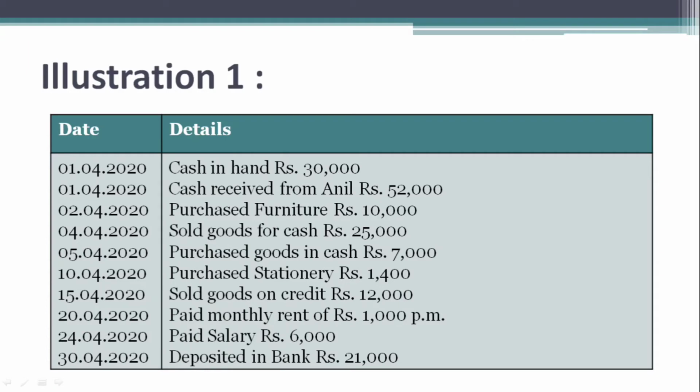Next, sold goods on credit rupees 12,000. Now understand this, it is not a case involving cash. Alright, because here goods are sold on credit, so there is neither a movement of cash and again we do not need to record this in the cash book. So we'll move on to the next one.